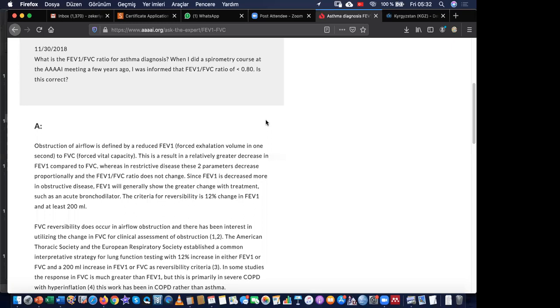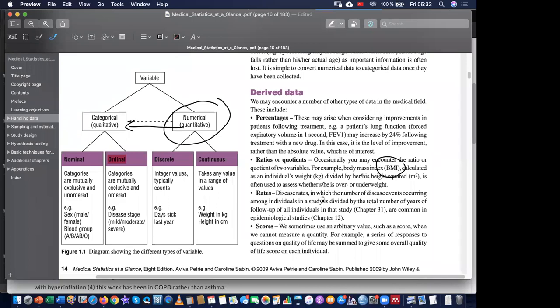some respiratory conditions. Okay, so you have a forced vital capacity, or all the air you can blow out of your lung, and the part you blow out within one second. If you divide this and calculate a ratio, if it is less than 0.8, it is used as a diagnostic criterion. This we call the ratio.